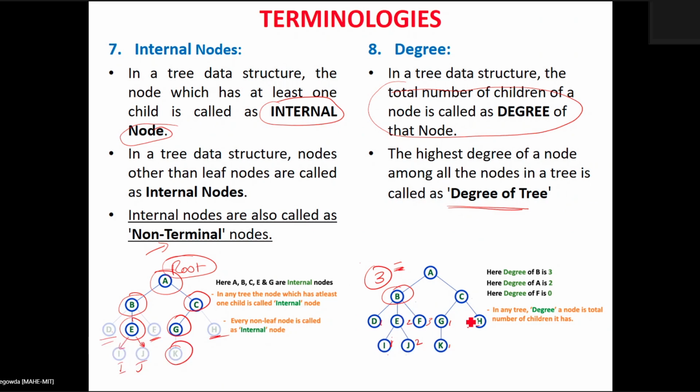And similarly, if you look at any leaf node, say for example, the leaf nodes L, I, J, F, K as well as H, the degree of all these leaf nodes is equal to 0 because they do not have any children.